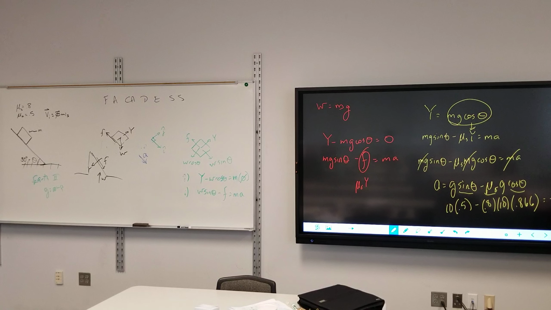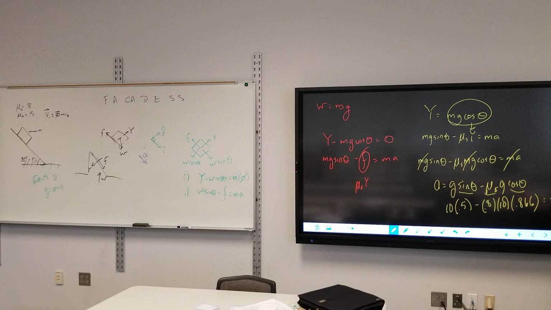It is not. Unless you want to get into a philosophical argument. Because the answer came out as negative, it means that we now have to solve for mu k? Nope. It's not going to move. It's not moving. Therefore, the acceleration is 0 meters per second squared.